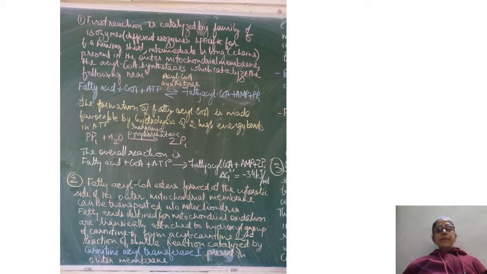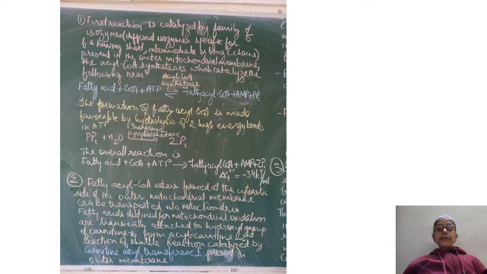Fatty acid plus coenzyme A plus ATP will give fatty acyl-CoA plus AMP plus PPi. The enzyme is acyl-CoA synthetase. The formation of fatty acyl-CoA is made possible by hydrolysis of two high energy phosphate bonds, and here in this case PPi is further hydrolyzed by inorganic pyrophosphatase into 2 Pi, thus making the reaction go to completion. The overall reaction is therefore written as fatty acid plus coenzyme A plus ATP will give fatty acyl-CoA plus AMP plus 2 Pi, and delta G0 prime of this reaction is minus 34 kilojoules per mole.